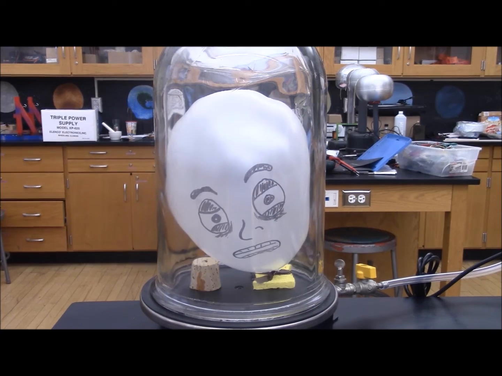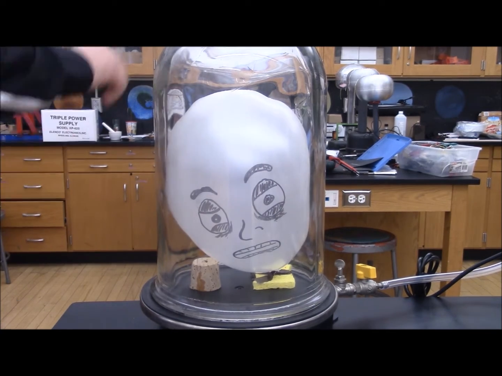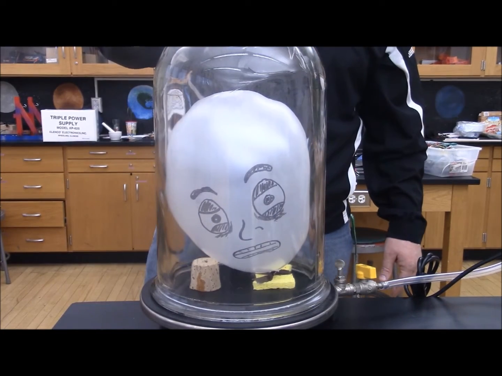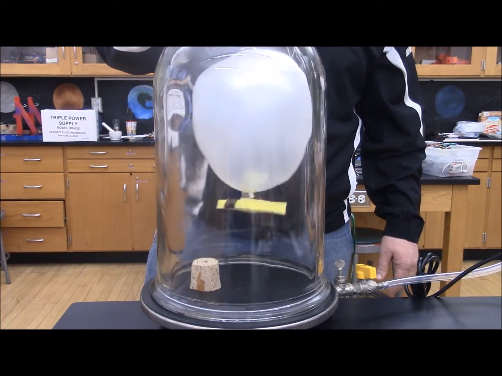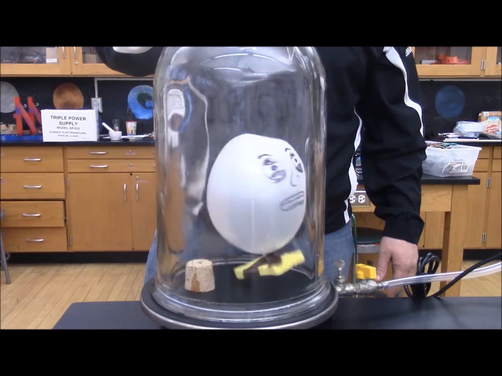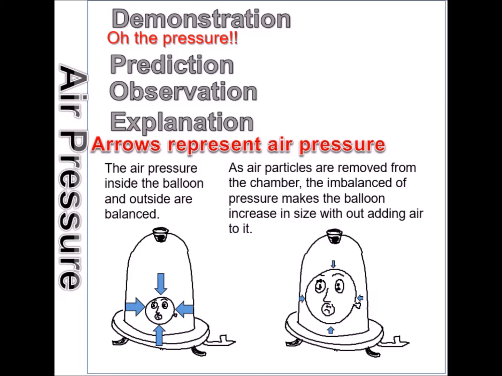Now if we were to change it and allow air back into that bell jar, the pressure will balance again, and Fred's head will shrink. When the pressure is balanced, the force is equal.